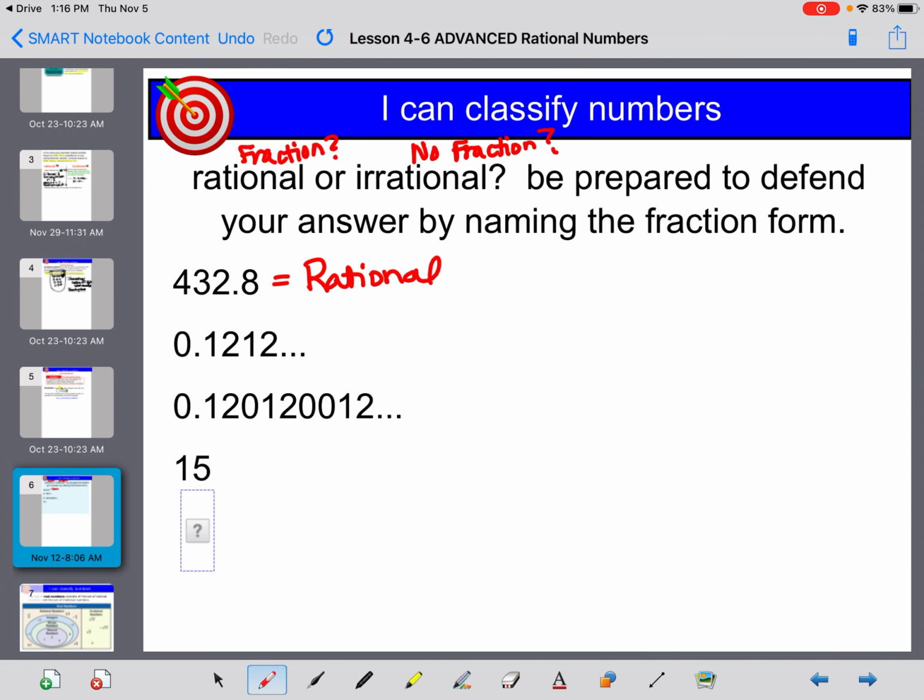It's rational because 432 8/10 can be written like this as a mixed number. So it's rational. The next one.